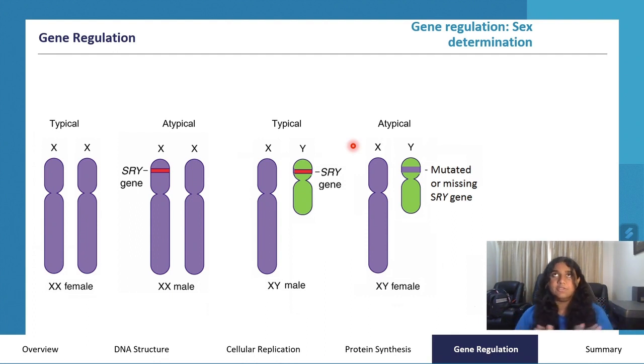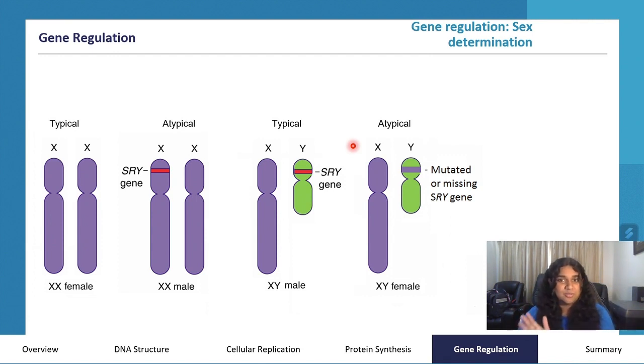SOX9, which is responsible for turning a population of undifferentiated cells into specialized cells, which go on to form the testes in males. It also helps with the development and maturation of the testes and male reproductive organs, which eventually go on to secrete testosterone and other male hormones, which eventually develop male sex characteristics.